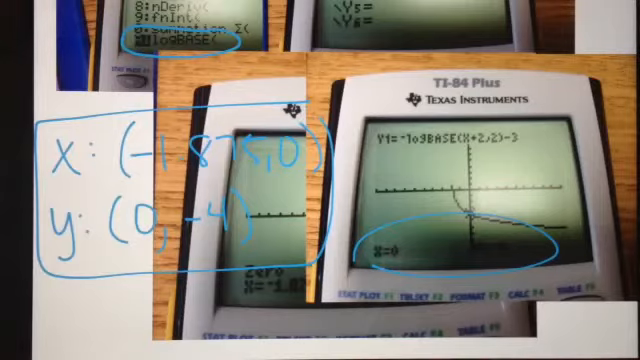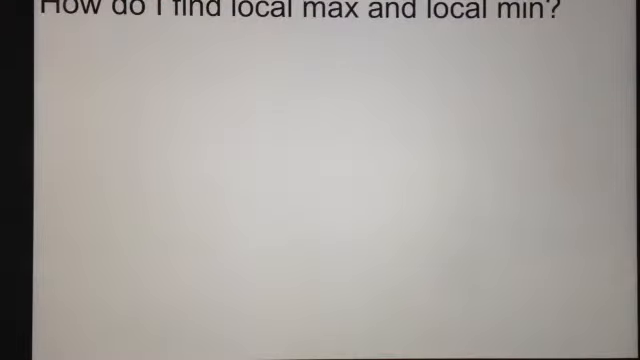And then the last question is, how do I find the local max and min? The answer is there aren't any. There's no hills or valleys.